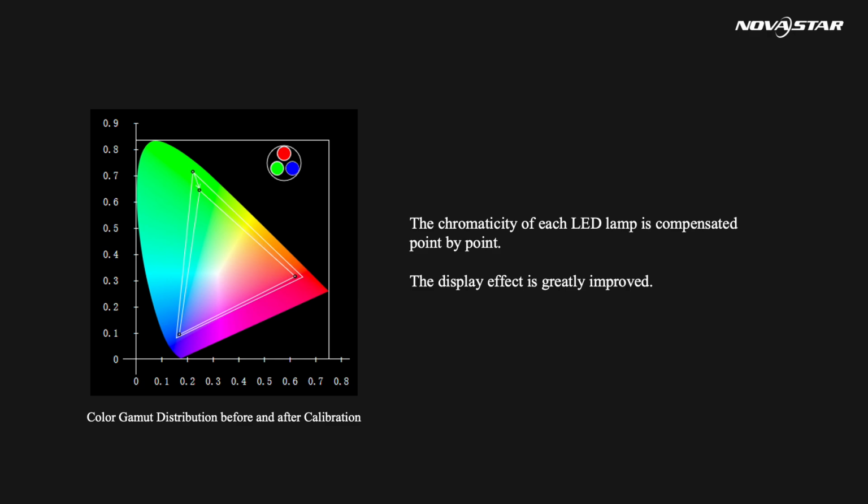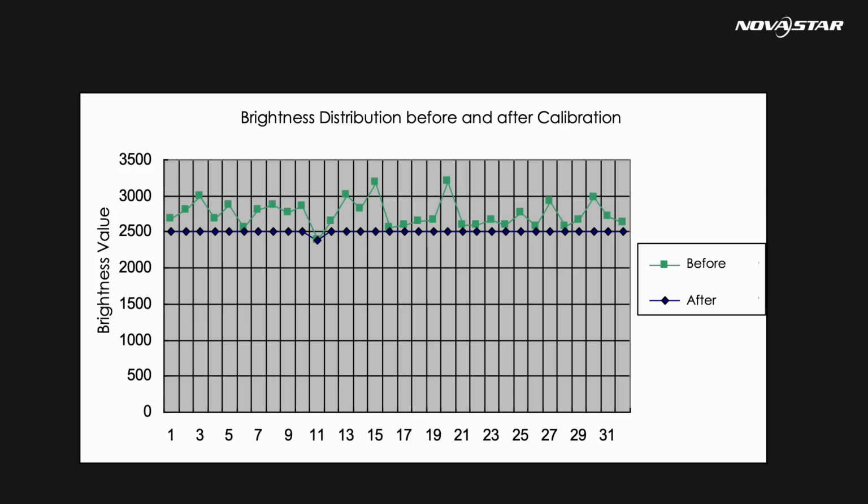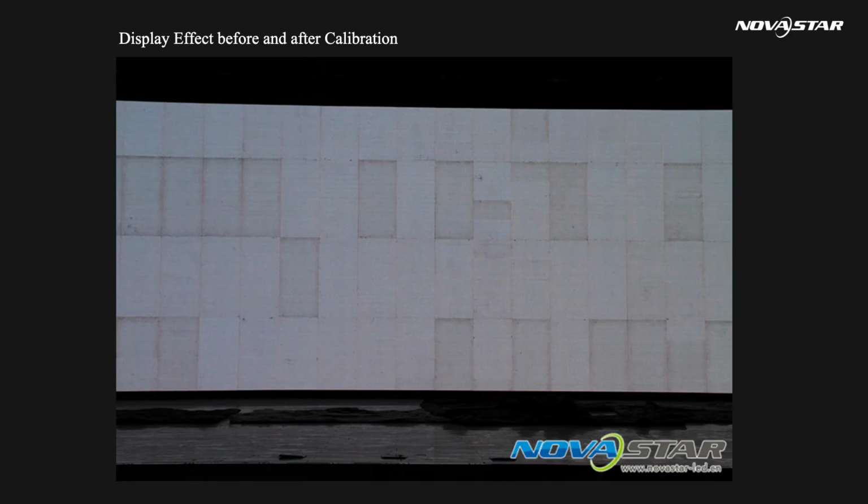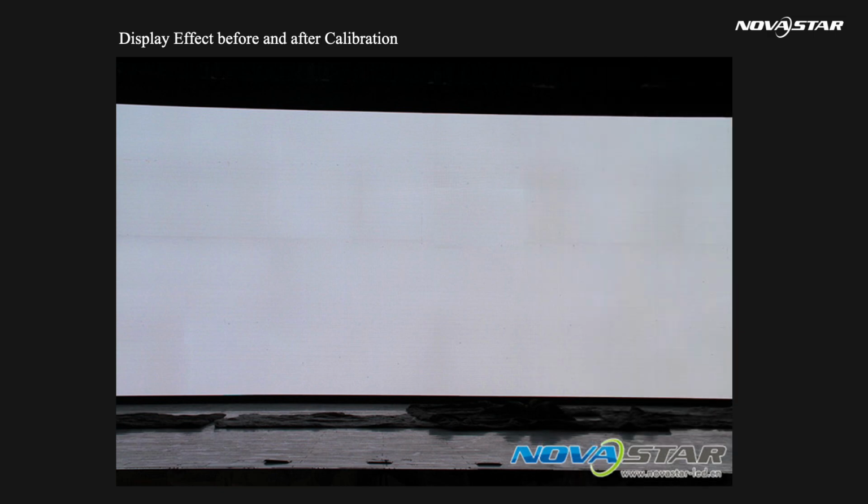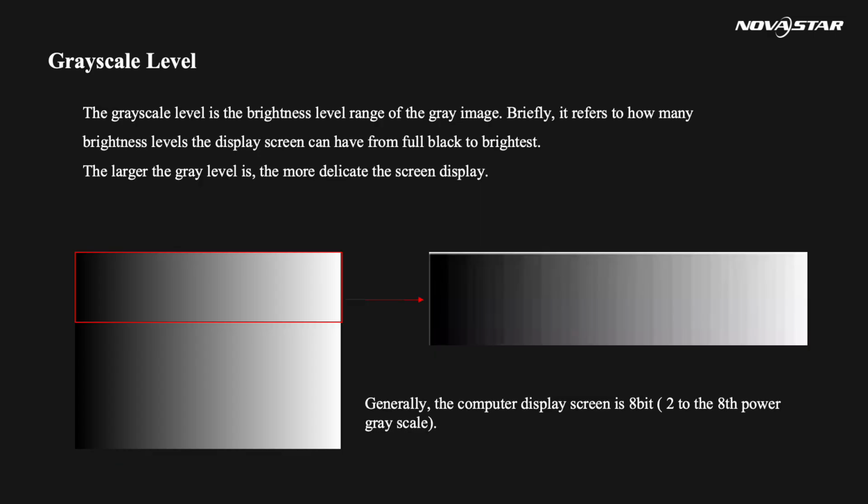Now let's look at these pictures. Here is the color gamut distribution before and after calibration. As you can see, the chromaticity of each LED lamp is compensated point by point. The LED display effect is greatly improved. Here is the brightness distribution before and after calibration. And here is the display effect before and after calibration.